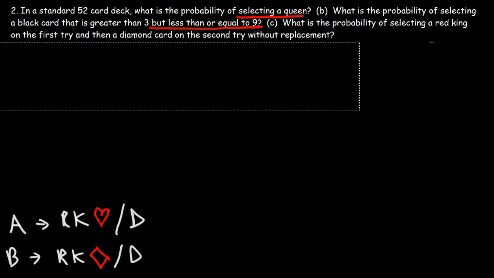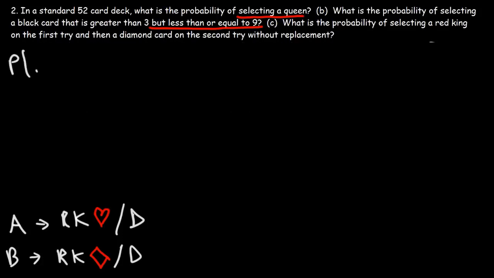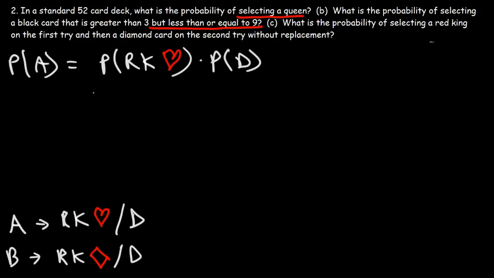So let's start with the first event. This is going to be the probability of getting the red king of hearts times the probability of getting a diamond card. So we know that there's 4 king cards. 2 of them are red, the diamonds and the hearts. So to get a red king of hearts, there's only 1 red king of hearts out of 52 cards. So the probability is 1 out of 52.